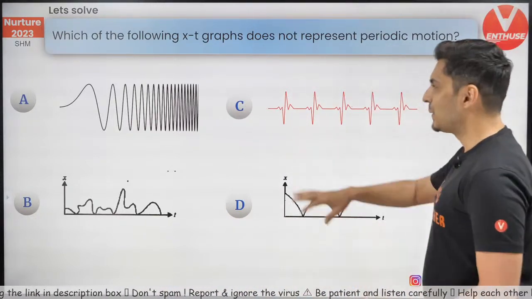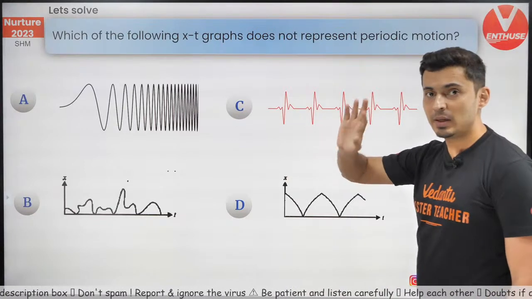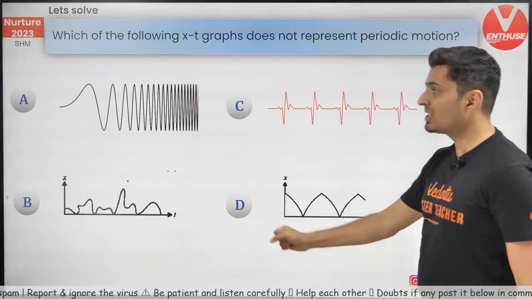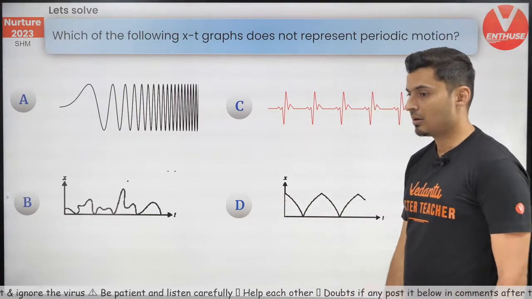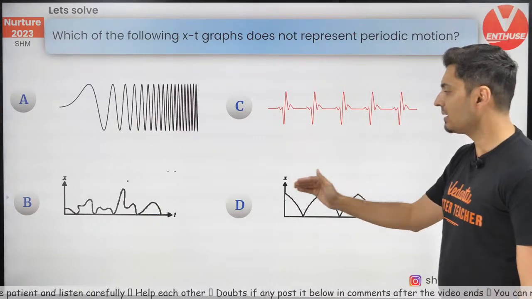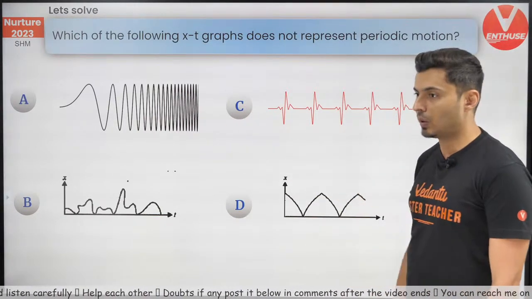So out of these, maybe one, maybe two, maybe three, maybe all, do not represent periodic motion. Which of them do you think it is? More than one is correct. Advanced type question. Okay, A, B, C, D. Look at the graphs closely.